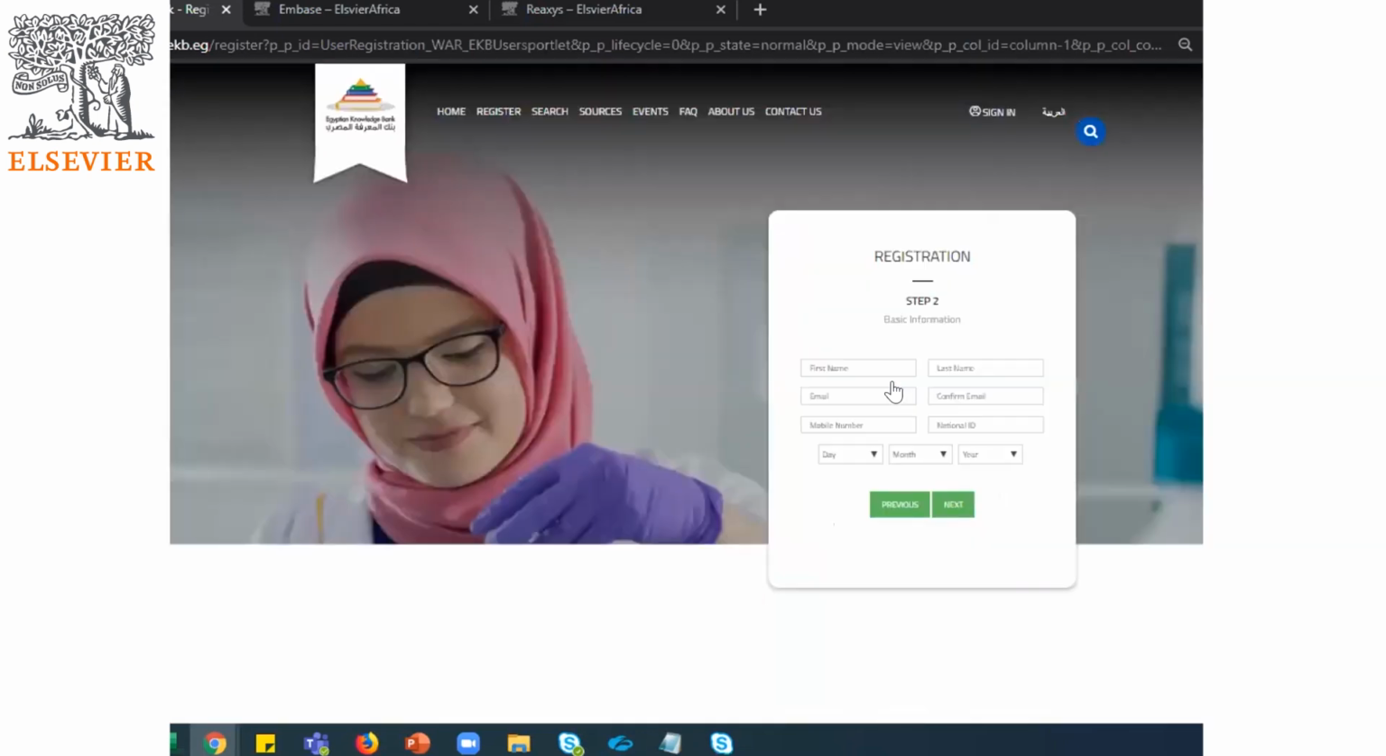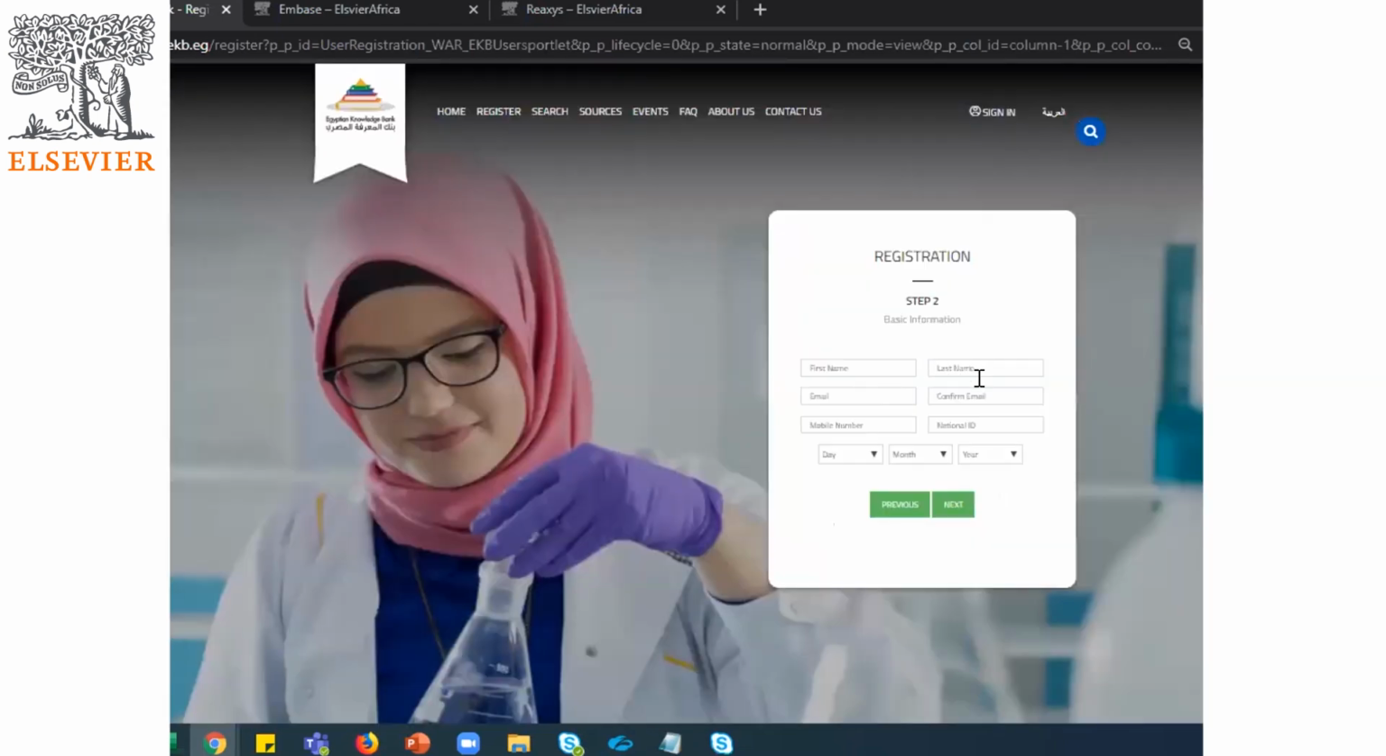It will ask me for first name, last name, email, confirm email, mobile number, national ID, and birthday. Once I click on next, it will ask me for my professional affiliation, whether I'm a student or a staff member, and I'll have to give more details about my professional affiliation. The step afterwards, I will have a captcha, like an image with numbers that I will need to confirm, and I will be sent a confirmation email to my inbox.